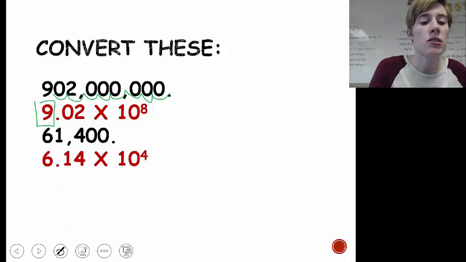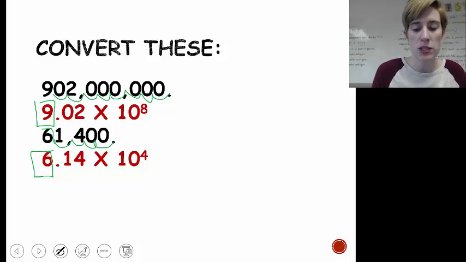The second value, I only have one digit to the left of my decimal here, 6.14, and then I move the decimal 1, 2, 3, 4 places, so 4 is my exponent.